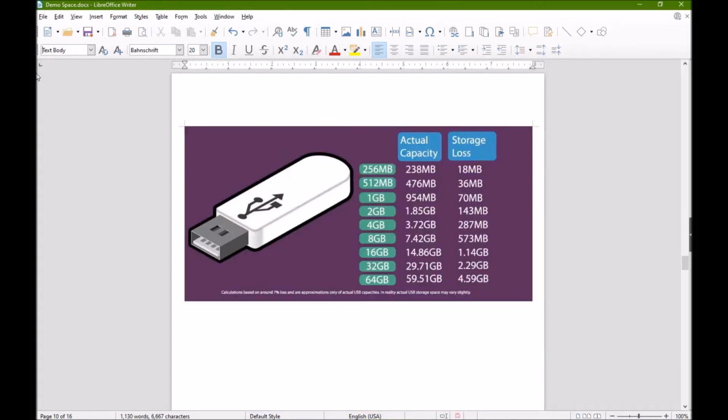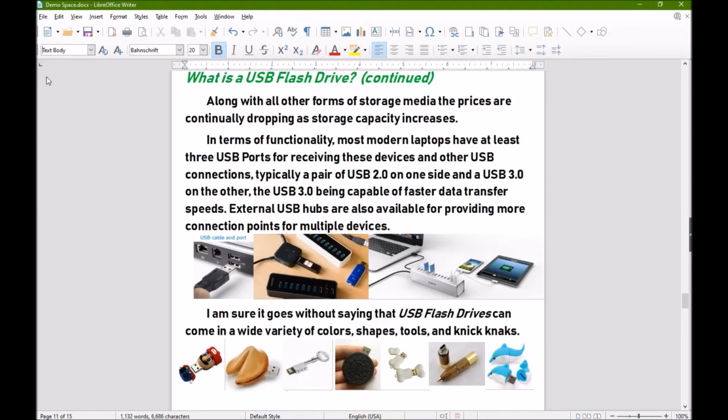Furthermore, it is worth noting that as with most storage devices, the actual capacity is below what their rating should be. Typically, this is because most USB flash drives come with some software pre-installed. Along with all other forms of storage media, the prices are continually dropping as storage capacities continue to increase.